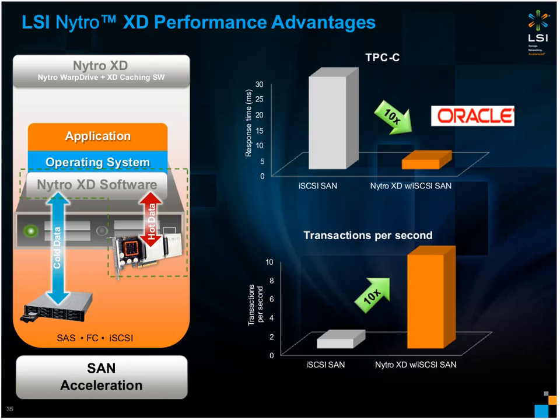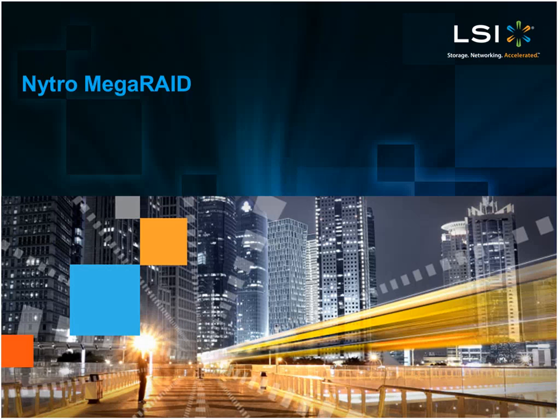The types of improvements you could see, this happens to be Oracle, is of course reduced response times on the top and improved transactions per second on the bottom. All right, I want to get to the questions.